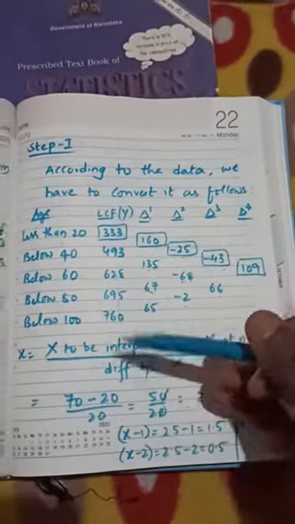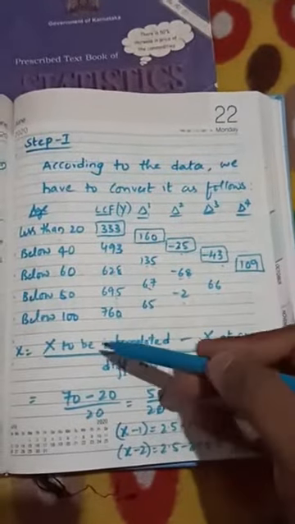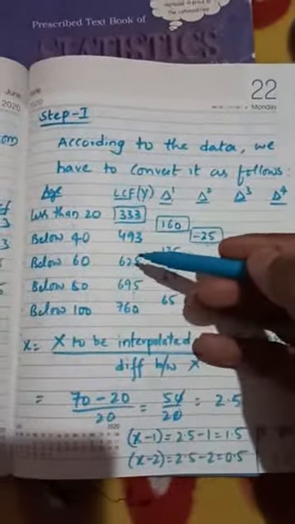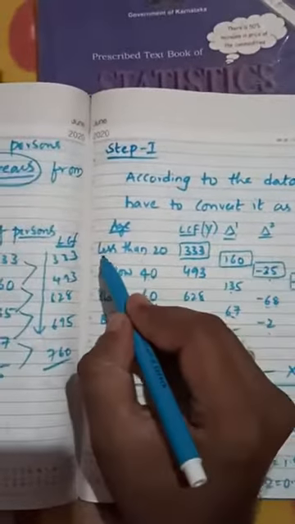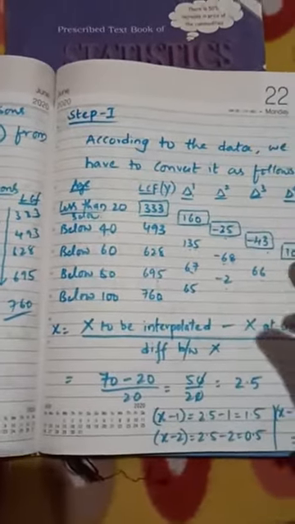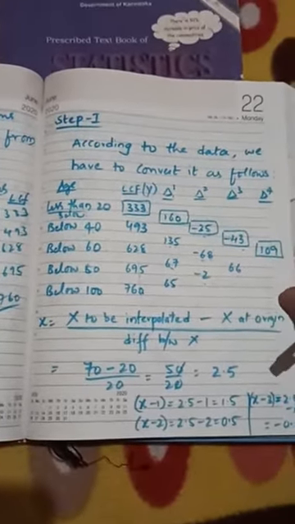And then step 2: x to be interpolated, which is what the question asks. Below the age 70 years. The data has also been converted to below kind. So pardon me, here I have to write below; by mistake I wrote less than. Both are one and the same, but anyhow.